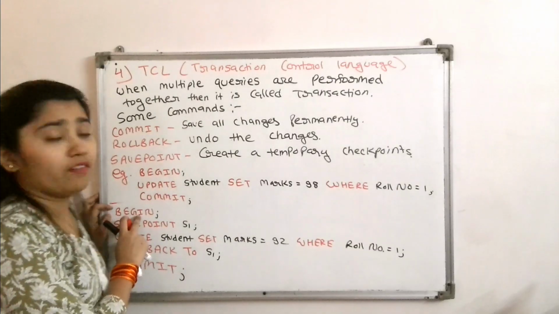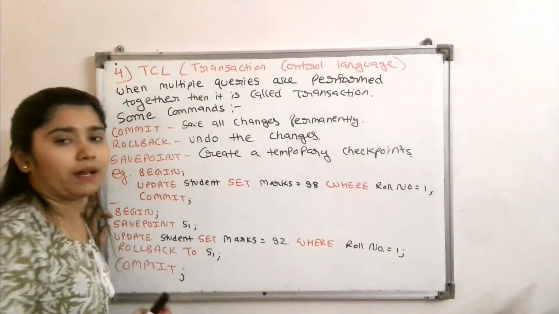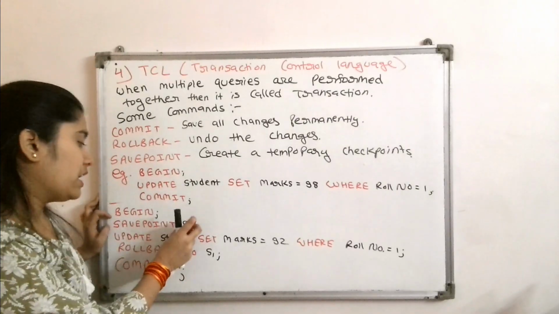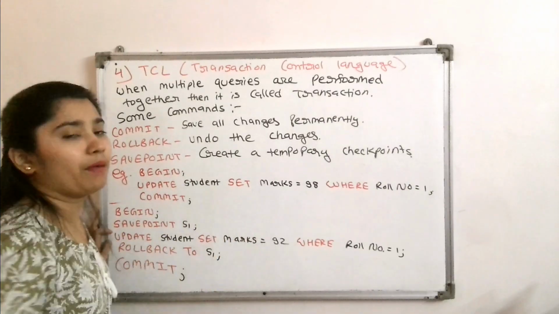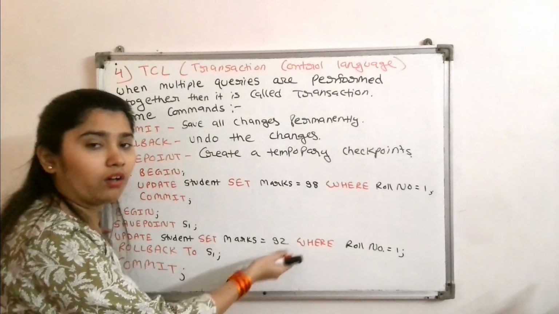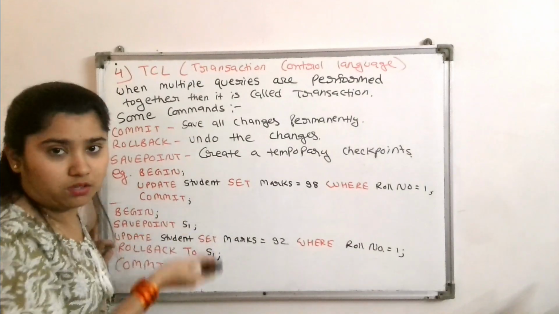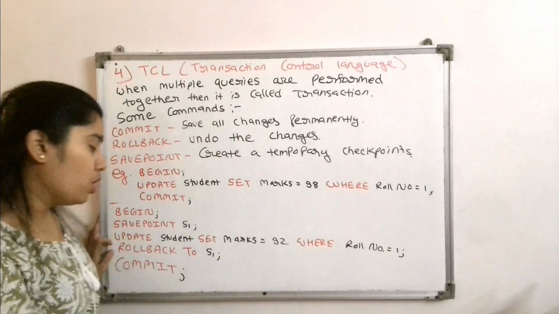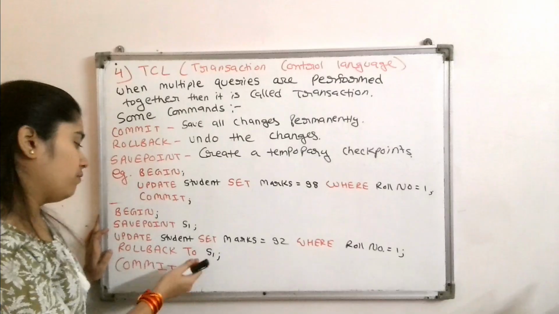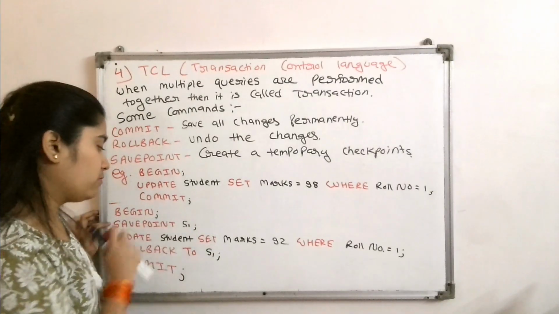See, here BEGIN started our transaction. Then after that we have set a temporary checkpoint, that is S1. Then we have written our update query. Then if we find that it has gone wrong, we want to roll back, or undo our changes. We don't want this change. So therefore we have written ROLLBACK TO S1, so that our query goes back to the S1 point.